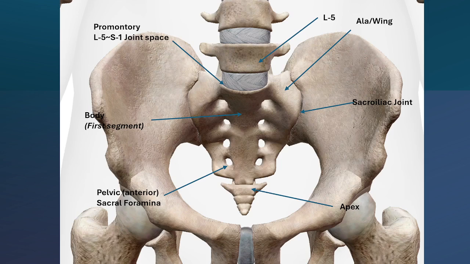On both sides of the lateral, superior portion of the sacrum are the ala. Lateral to the ala is the sacroiliac joint. The body segments are located between the pelvic sacral foramina and at the bottom of the sacrum is the apex.